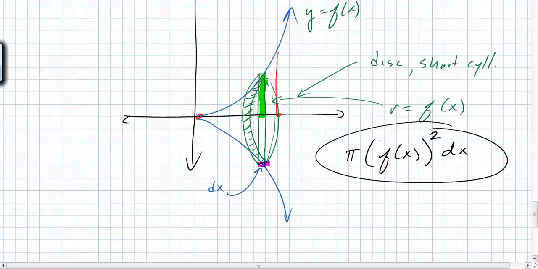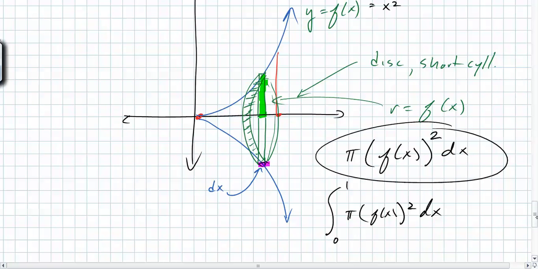So you're going to add up a whole lot of them, right? You're going to add up a ton of them. In this case, if we wanted to rotate y equals, let's change it to something. Let's say it was equal to what? x squared. And we're going from 0 to 1, just to make it nice. I'm going to show you what we're going to evaluate. We're going to evaluate the integral from what to what? 0 to 1 of pi times f of x squared dx.